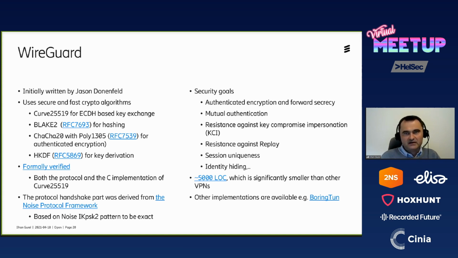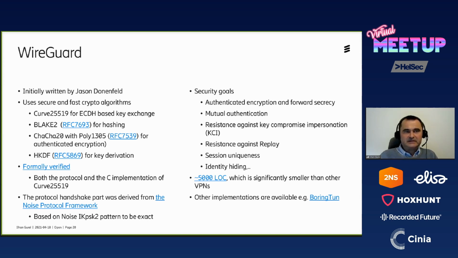Its security goals are that it provides authenticated encryption and forward secrecy, and mutual authentication, so both client and server can mutually authenticate each other. It is resilient against key compromise impersonation. If I may elaborate further, what that means is that if someone steals your long-term static private key, for example, it tries to mitigate that kind of problem. Even if they do it, it will be very difficult for someone to impersonate one of those ends. It also offers resistance against replay attacks, session uniqueness, and identity hiding. This identity hiding is very interesting, and I will be talking about how it handles it.